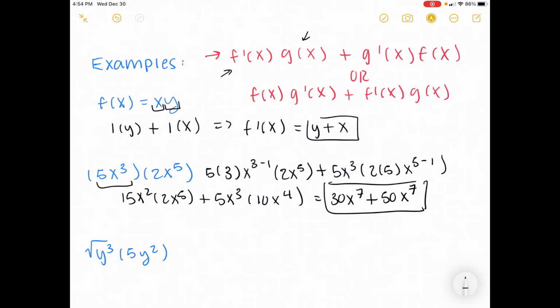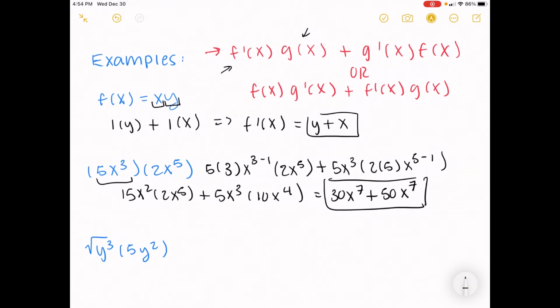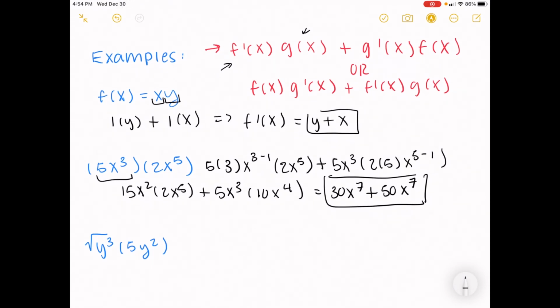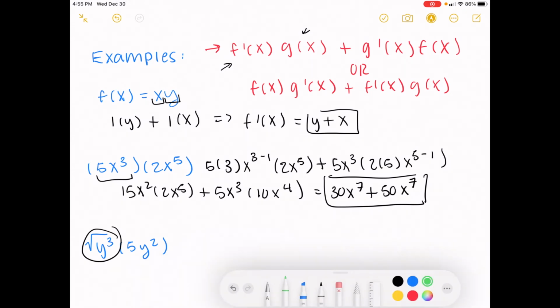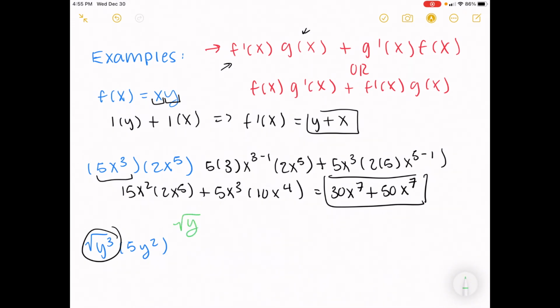Now for our almost last example, we're going to be doing something that's a little bit more difficult because we actually have to simplify this square root of y cubed before we try to find the derivative. So recall that the square root symbol is the same thing as something to the power of 1/2. So we have the square root of y, which is the same thing as y to the power of 1/2.